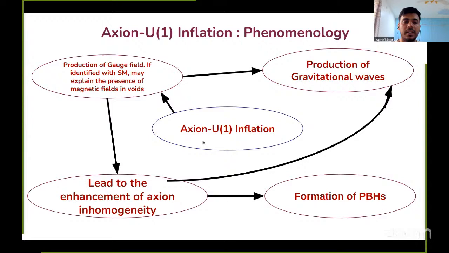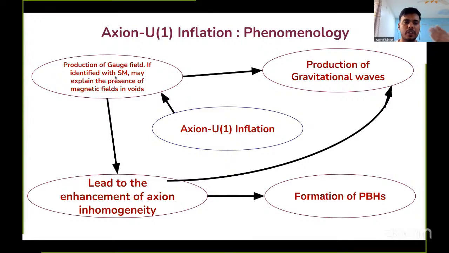So the idea here is that you have this axion field. Once it rolls down, it amplifies the gauge field, and this gauge field will back react on the axion field, and that can first of all lead to the enhancement of the axion inhomogeneities, which can lead to the formation of primordial black holes. So that will give you one channel to constrain the coupling between axion and U1.